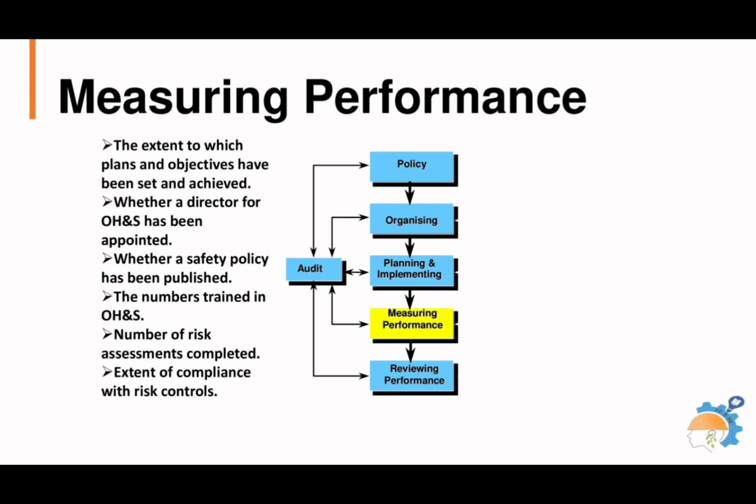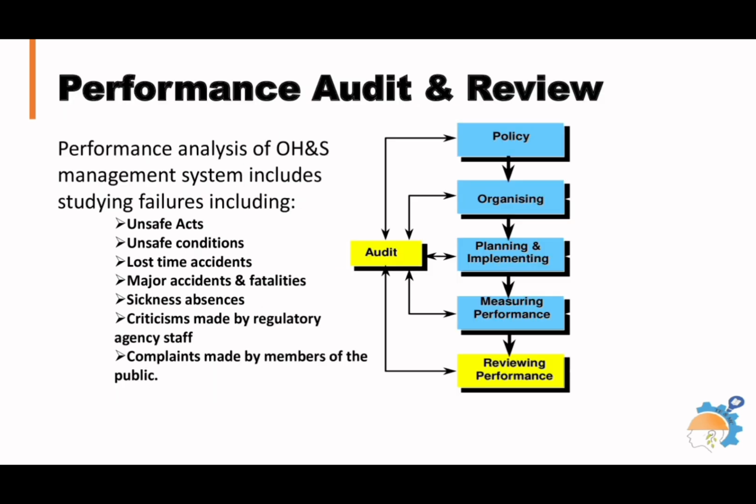Active measuring systems are used to check compliance with the organization's OH&S activities. Examples of active monitoring data include the extent to which plans and objectives have been set and achieved, whether a director for OH&S has been appointed, whether a safety policy has been published, the numbers trained in OH&S, the number of risk assessments completed, and the extent of compliance with risk controls. The organization learns from all relevant experience and applies the lessons.